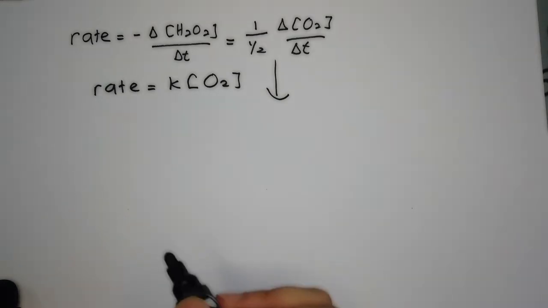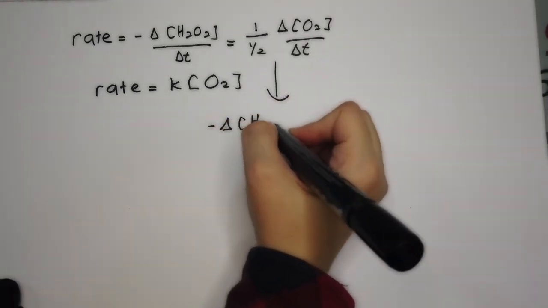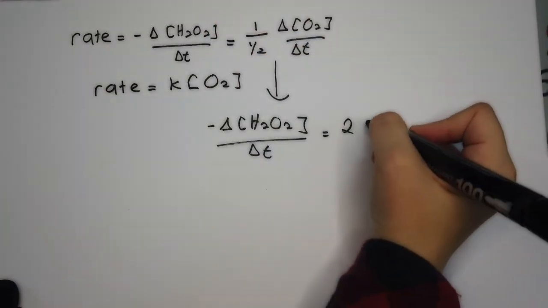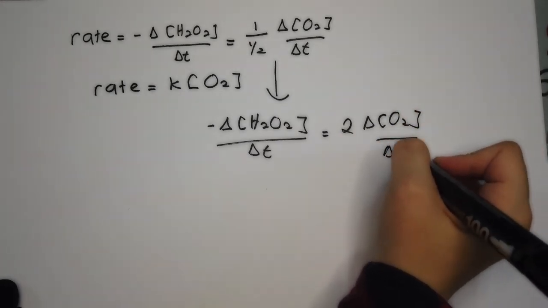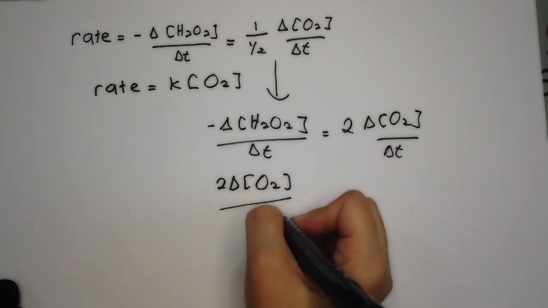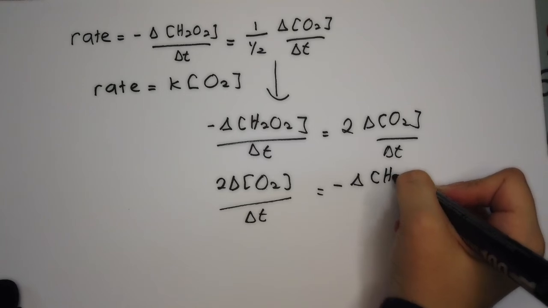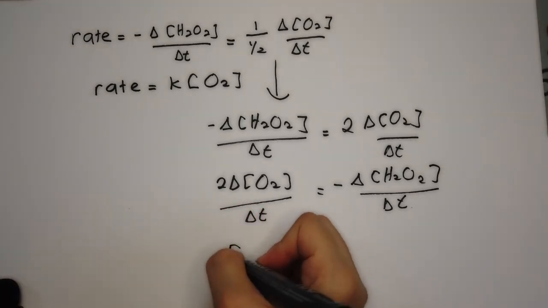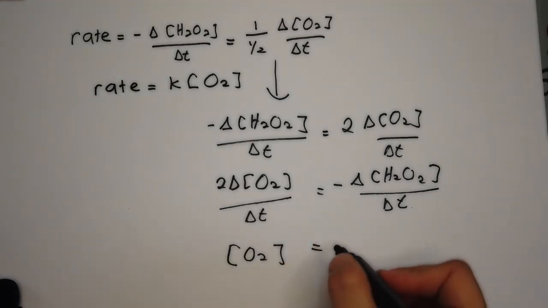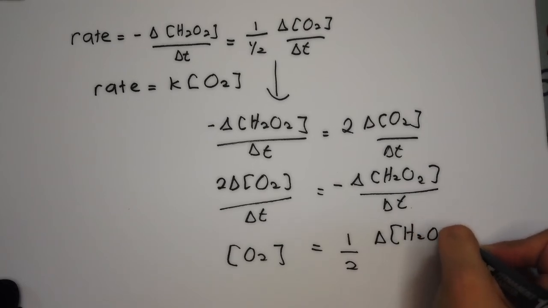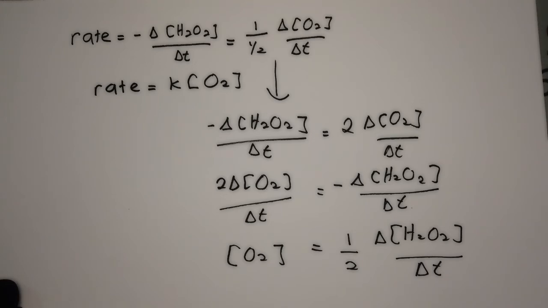I'm going to explain about this. Okay, so negative delta H2O2 over delta t is equivalent to 1 divided by half, which is 2, delta O2 over delta t. So in order for you to get the concentration of O2, 2 delta concentration of O2 over delta t equals negative delta H2O2 over delta t. You just want to get the concentration of O2, so you need to do this. It will be 1/2 delta concentration of H2O2 over delta t. Is it okay? So when you want to calculate the oxygen, it will be the same.